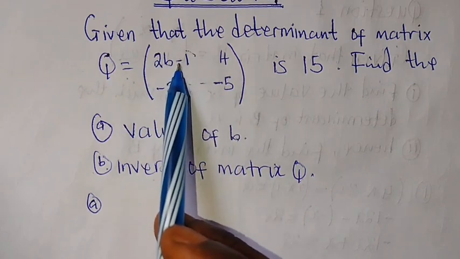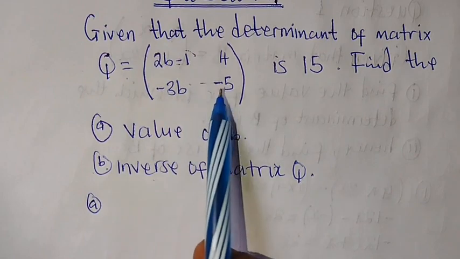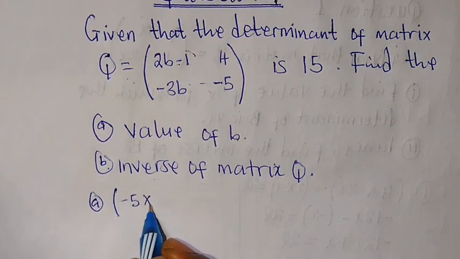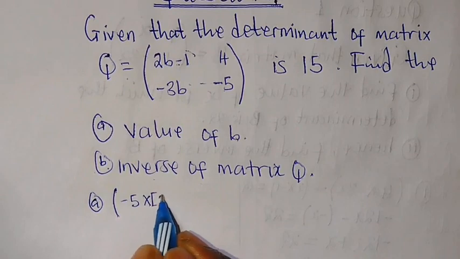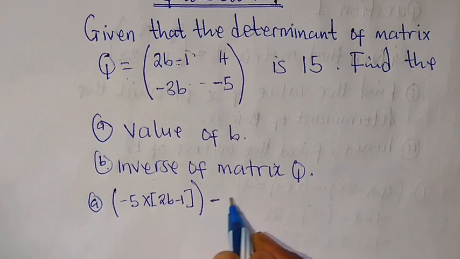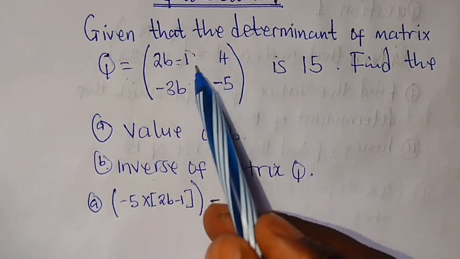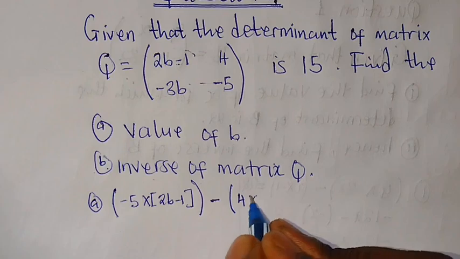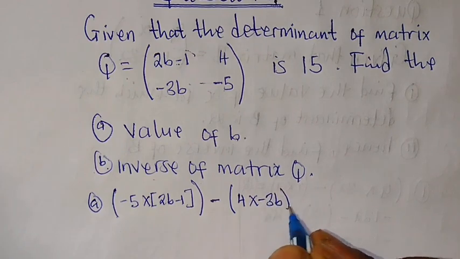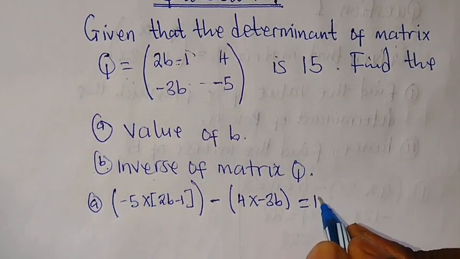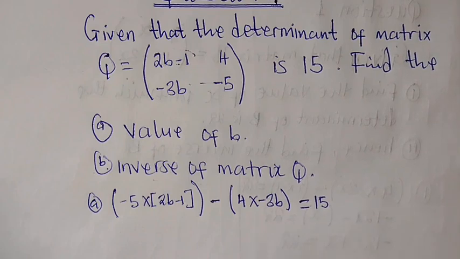So we have 2b minus 1, then we also have a negative 5. So we find the product of this, which will be negative 5 times 2b minus 1. Then minus, we find the product of the trailing diagonal elements, which is 4 and negative 3b. So 4 times negative 3b. Then we equate this to 15, okay? So I hope it's clear there.